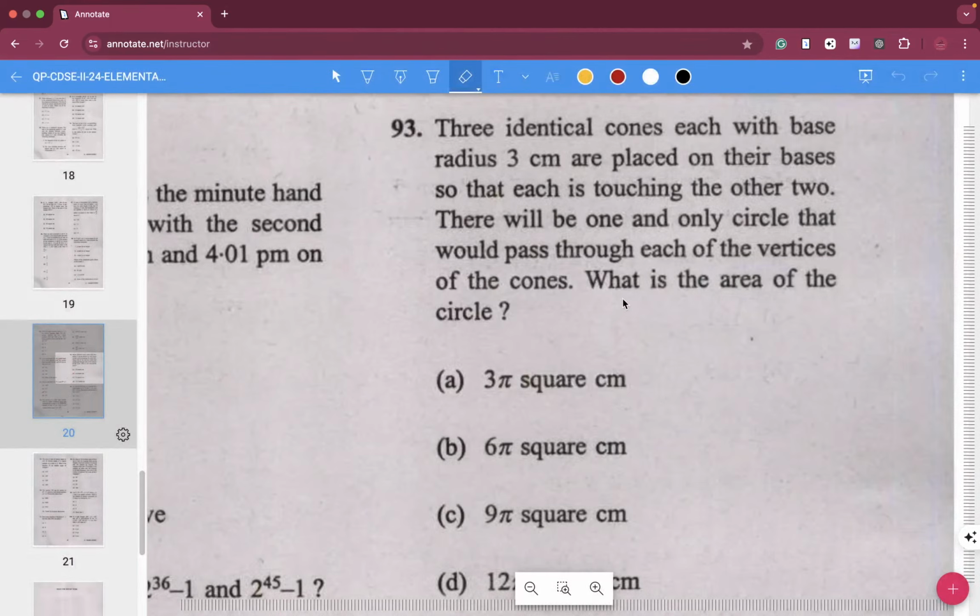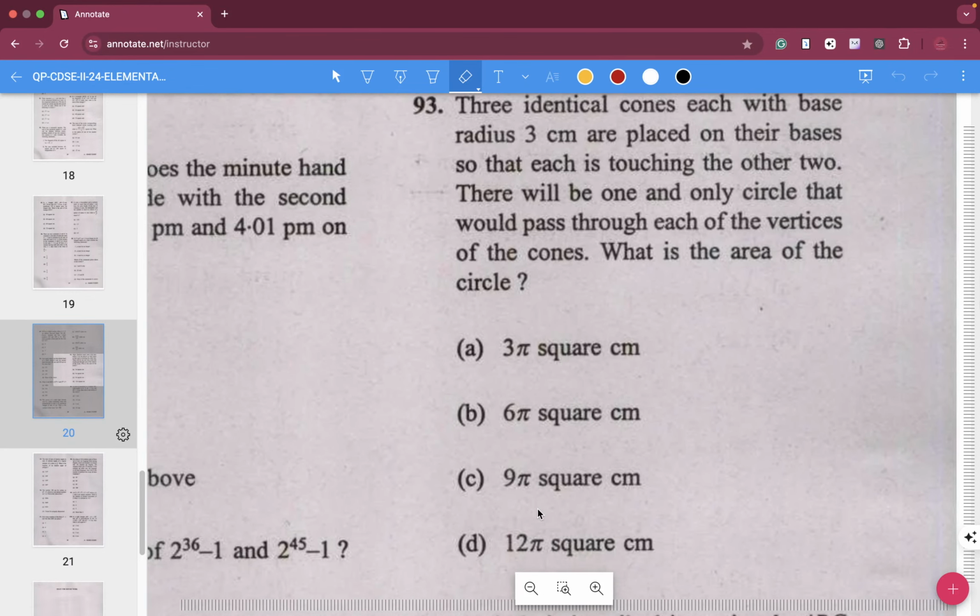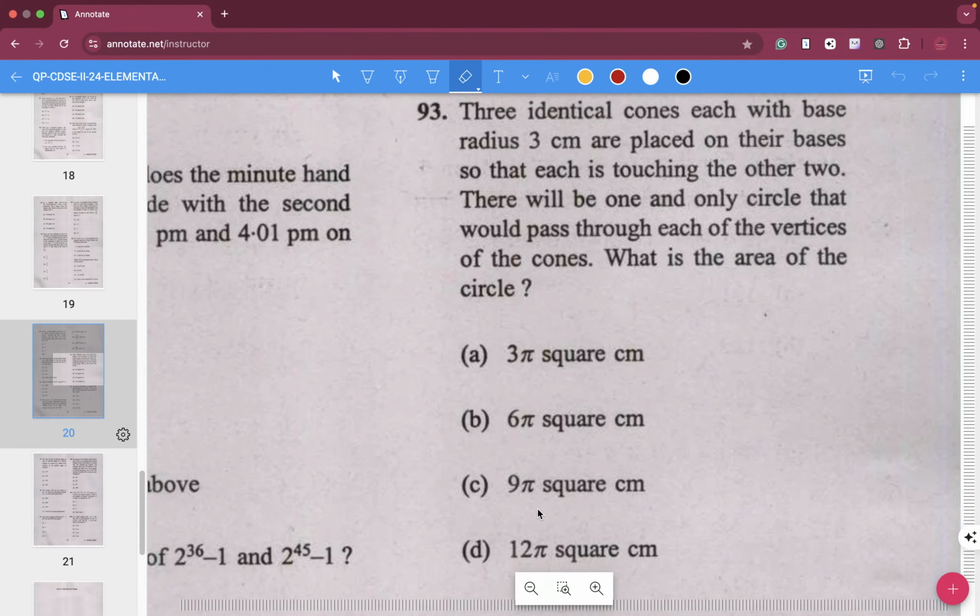Question number 93. Three identical cones, each with base radius 3 centimeter, are placed on their bases so that each is touching the other two. There will be only one circle that would pass through each of the vertices of the cone. What is the area of the circle is what they are asking.